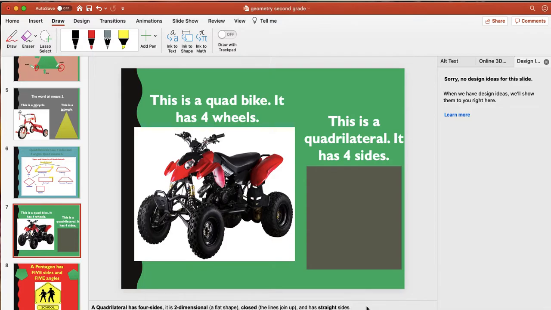A quadrilateral, just to review, has 4 sides. It's a 2-dimensional shape, just as all these shapes are 2-dimensional. Remember, 2-dimensional is a flat shape. And all of its sides are straight. They're not curved like a circle. And they all end up closing at a point.